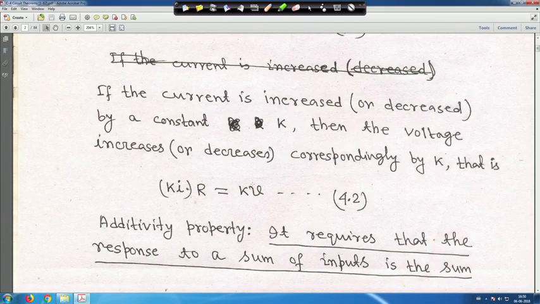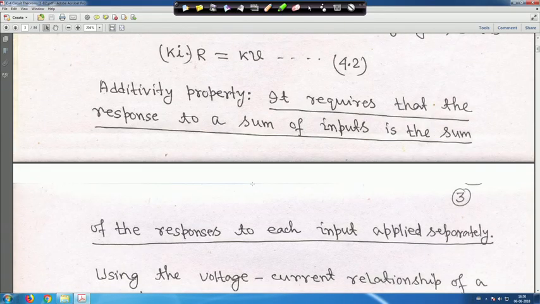And the additivity property requires that the response to a sum of inputs is the sum of the responses to each input applied separately. Suppose you have more than one input, and you get an output response by adding all these inputs. Now, if you consider one input at a time, and sum up the output responses you get, it must equal the response when all inputs are applied together. So the additivity property requires that the response to a sum of inputs is the sum of the responses to each input applied separately.